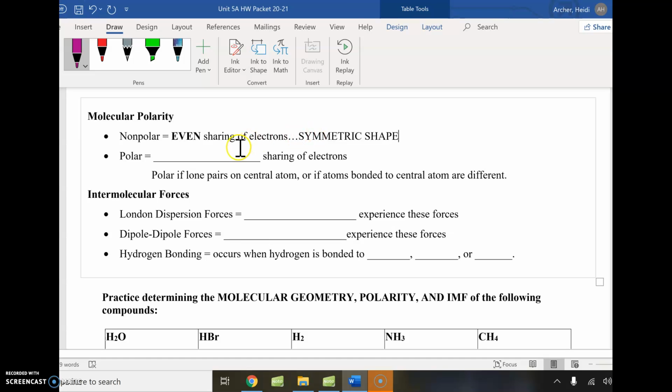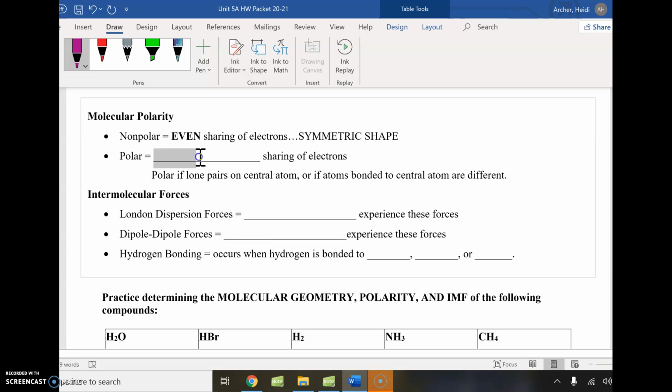Okay, so if we are looking at a nonpolar molecule, what we're going to see is that we've got an even distribution of electrons or even sharing of electrons throughout the molecule, and that is going to be reflected to us by a symmetric molecular shape. So by symmetric, we mean evenly distributed. Our outer atoms are evenly distributed around the central atom.